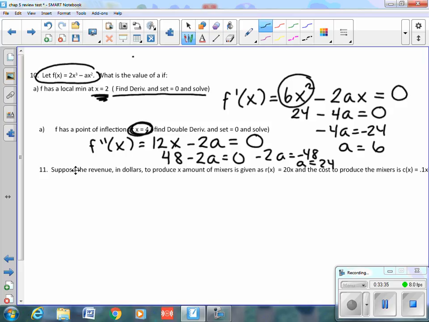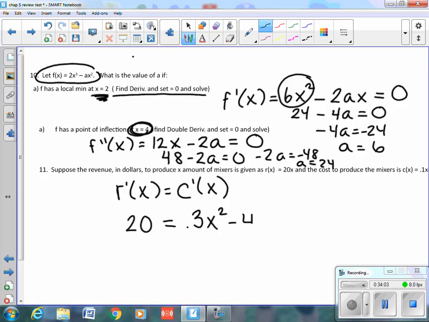Okay, number 11, I know it got cut off. You have the work for the problem. They're telling you exactly what to do in this problem. It says to take the derivative of one and set it equal to the derivative of the other. That's all you do, is solve for x. What's the derivative of 20x? 20. What's the derivative of c to the x? 0.3x to the second minus 4.4x plus 6. So I just found the derivative of both of those two problems. That should only take but a second.